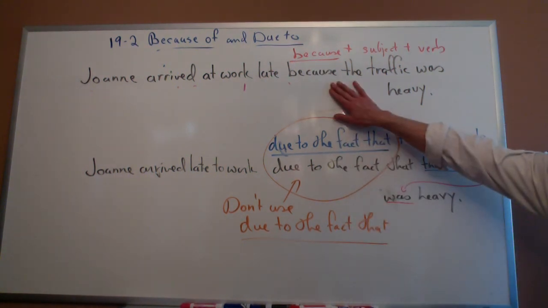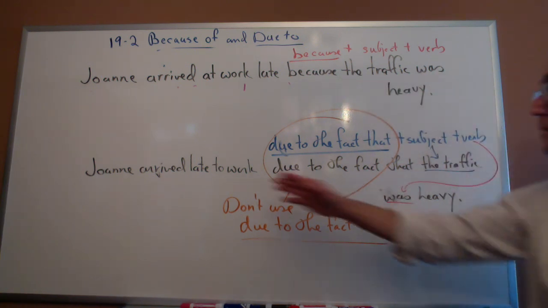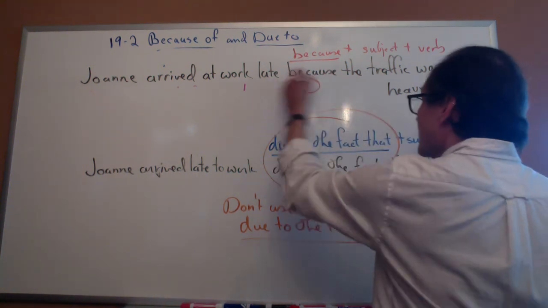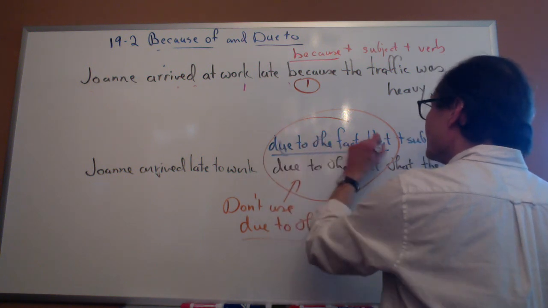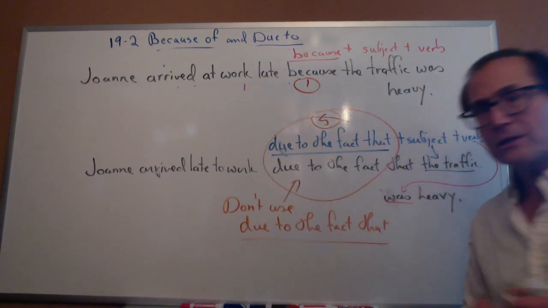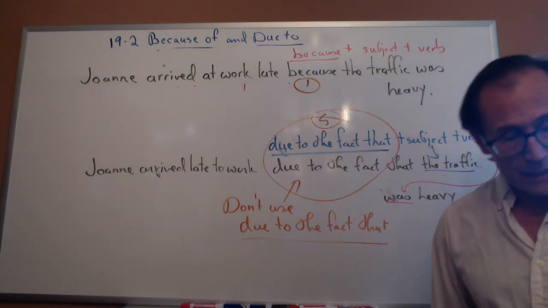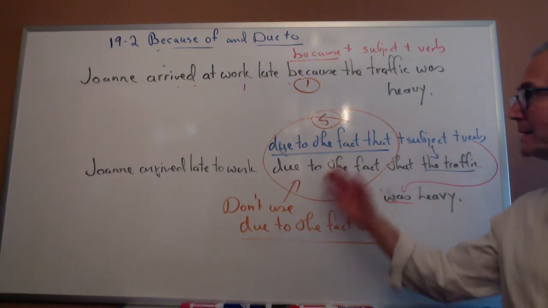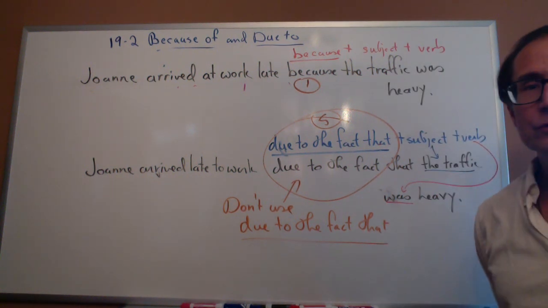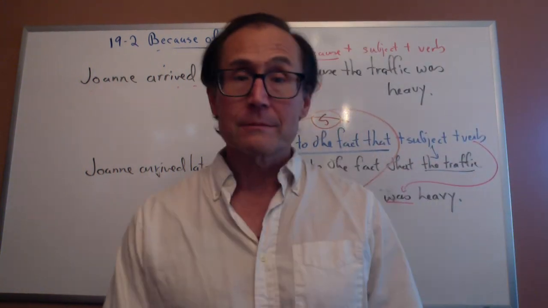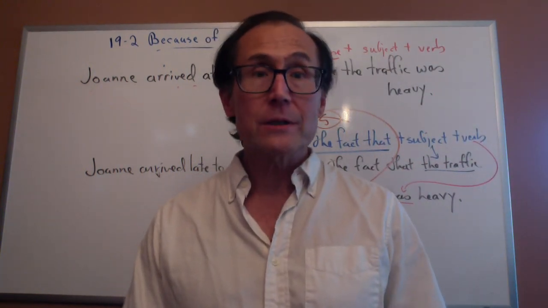Joan arrived late to work because the traffic was heavy. Joan arrived late to work due to the fact the traffic was heavy. The meaning is the same, but this one uses one word, and this one uses 1, 2, 3, 4, 5 words to say what you can say equally clearly with one. And so my suggestion is, don't use due to the fact that. Use because. It's clearer and it's simpler. And that is everything I have to tell you about Chart 19.2.